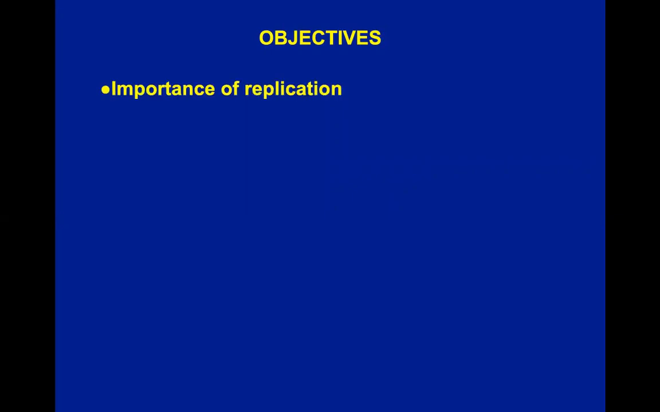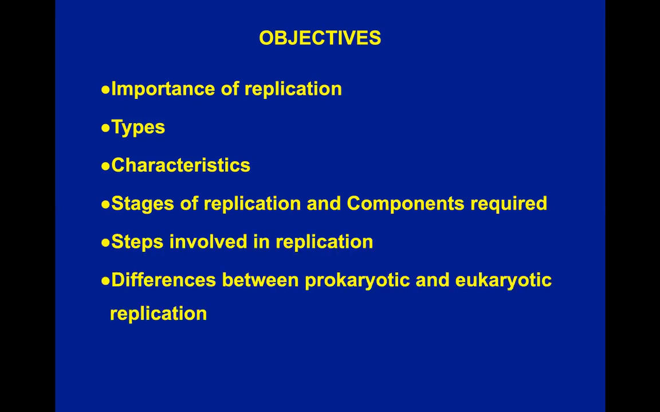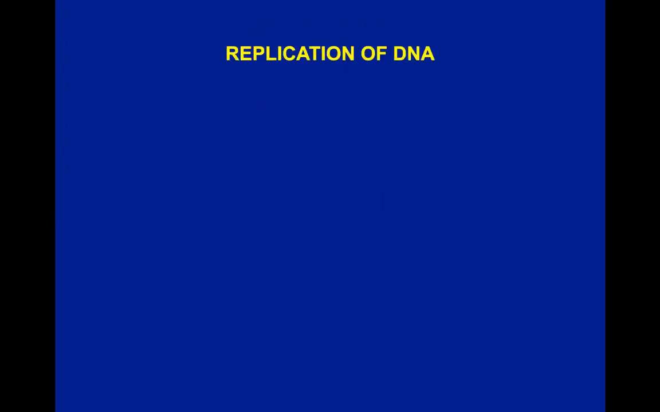Objectives of this topic: importance of replication, types of replication, characteristics of replication, stages of replication and components required, steps involved in replication, differences between prokaryotic and eukaryotic replication, and finally inhibitors of replication. So we can see one by one.